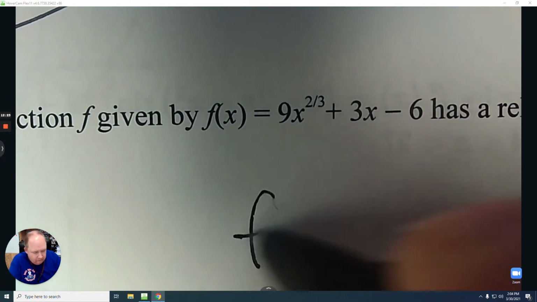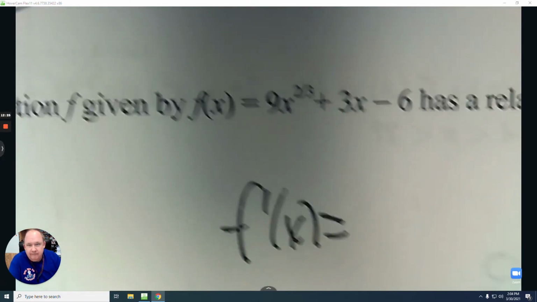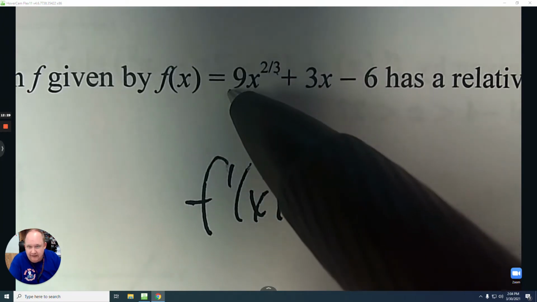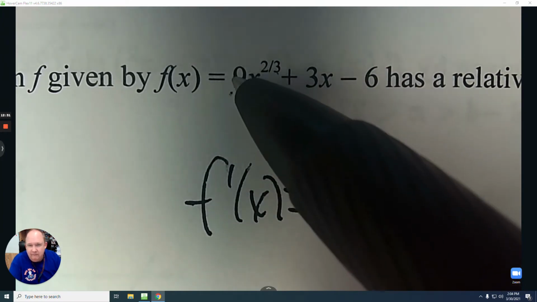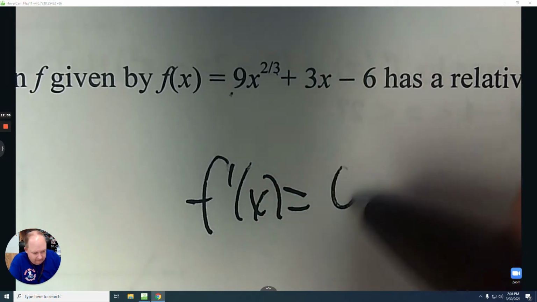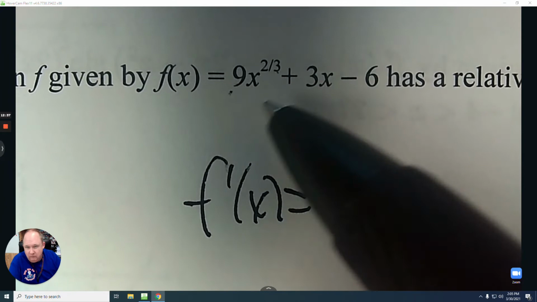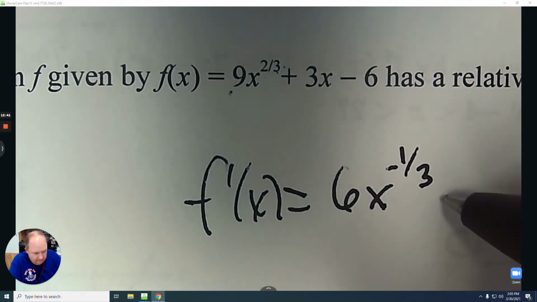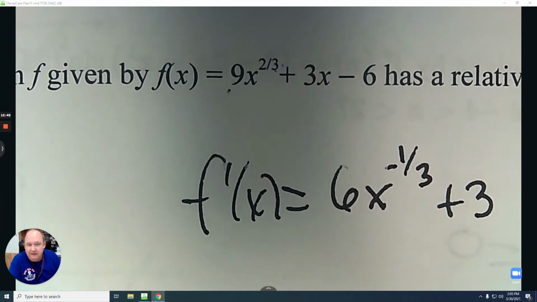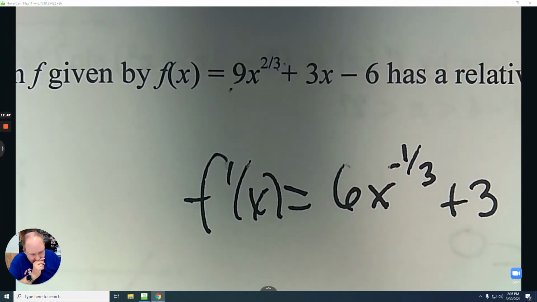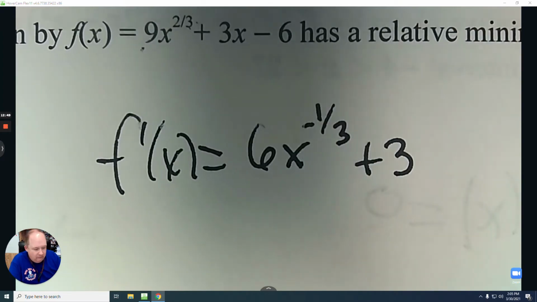So the answer is we take the derivative, and we're going to do the power rule. So 2/3 times 9. Basically, you can go 18 divided by 3. That's 6. And then when you subtract 1, 2 take away 3, that's negative 1/3. The derivative of 3x is 3, and the derivative of negative 6 is 0. Next, we're going to make it equal to 0 and solve it.